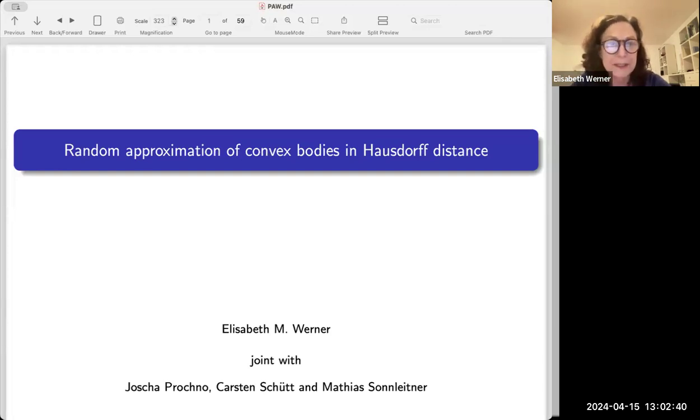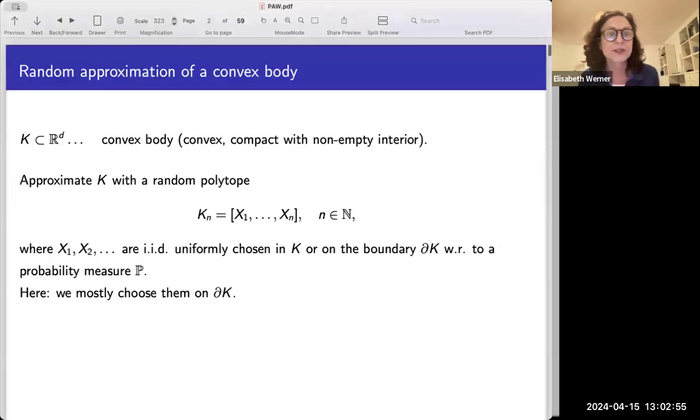So as Beatrice said, I'm going to talk about random approximation of convex bodies in Hausdorff distance, and this is based on joint work with Joscha Prochnow, Carsten Schütt, and Matthias Sonnleitner. So I'm going to start with the setup and a little bit of background information.